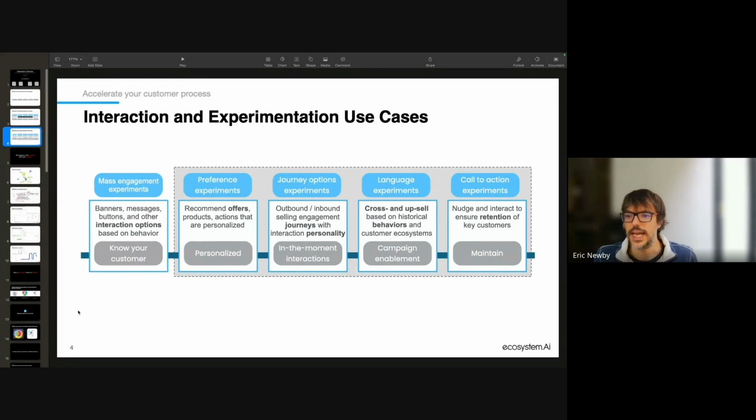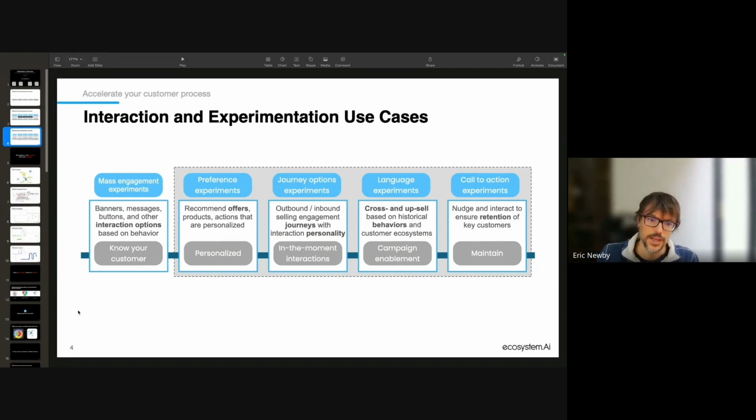And you can maintain your relationship with your existing customers by having call to action experiments where you engage with them in order to nudge them to interact with you in ways that you can see lead to sustaining a healthy relationship with them. So it spans the customer engagement lifecycle, the places you would use interaction science, and the ways that you can use it.